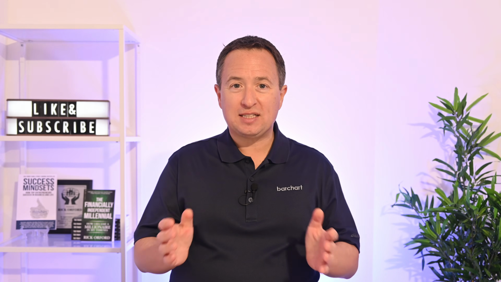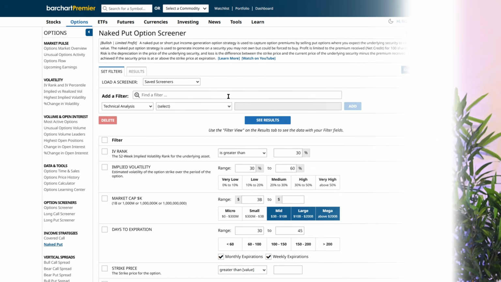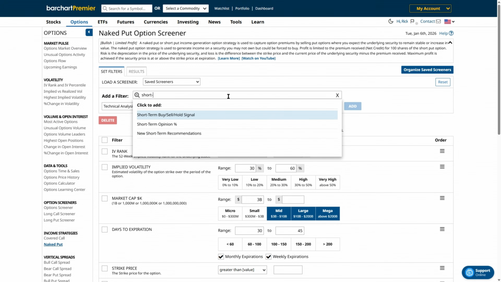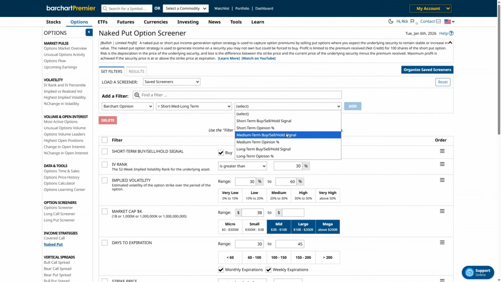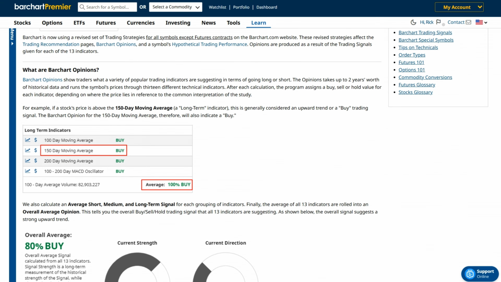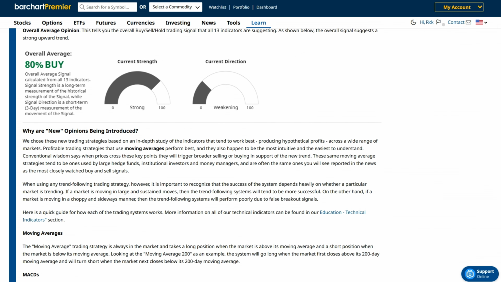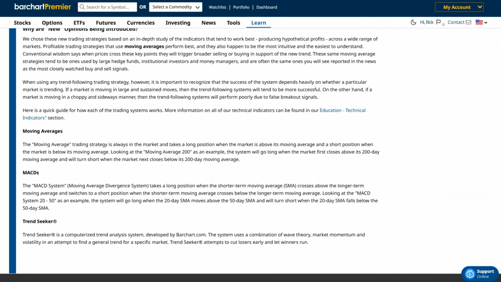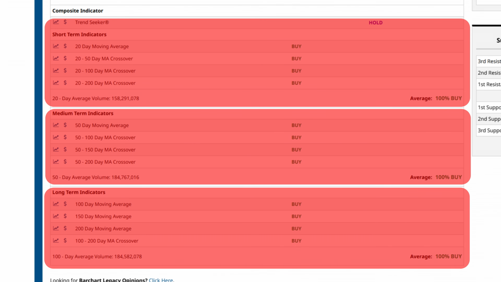But when it comes to selling cash-secured puts that are about a month out, why not use the short and medium-term buy, sell, or hold signal filter from Barchart's technical opinion feature? The results will fit in perfectly with this signal. Barchart's technical opinion is our own proprietary tool that looks at an underlying's price history using 13 of the most popular indicators across short, medium, and long-term timeframes to generate buy, sell, or hold signals.